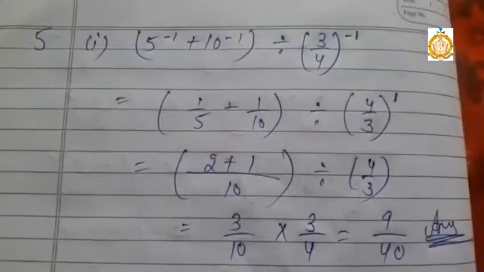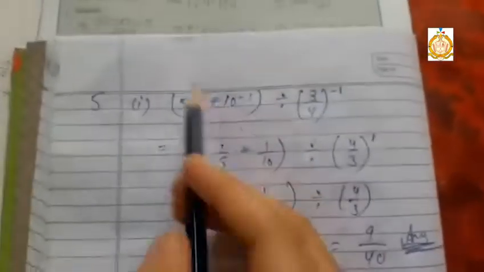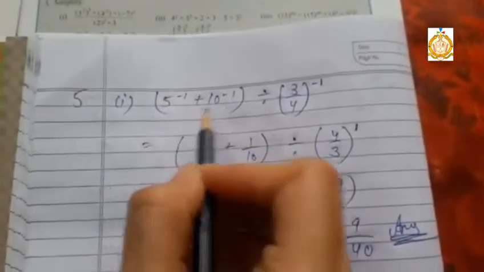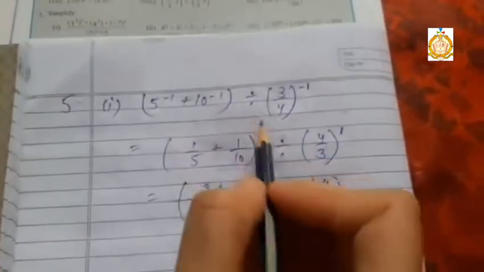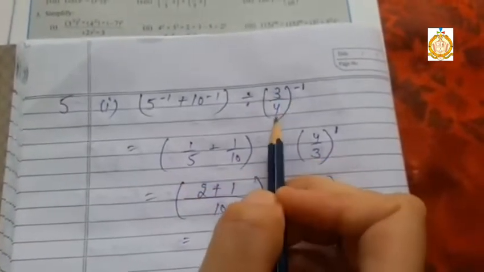In the fifth part, we have to find the value, that is, simplify these sums. Here we are given 5 raised to power minus 1 plus 10 raised to power minus 1, divided by 3 upon 4 raised to power minus 1.